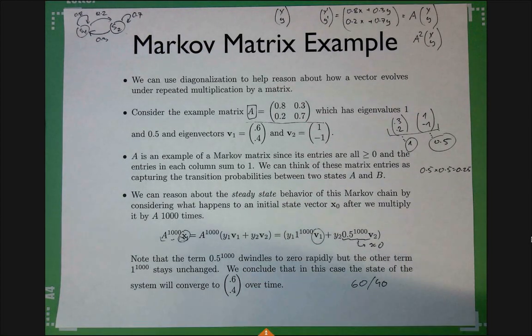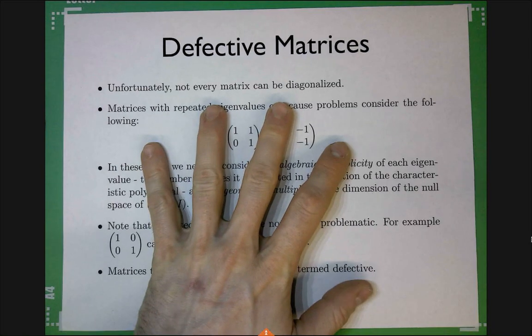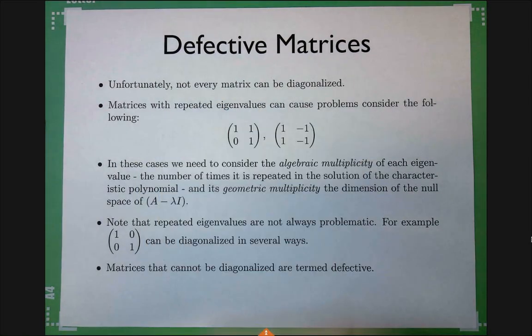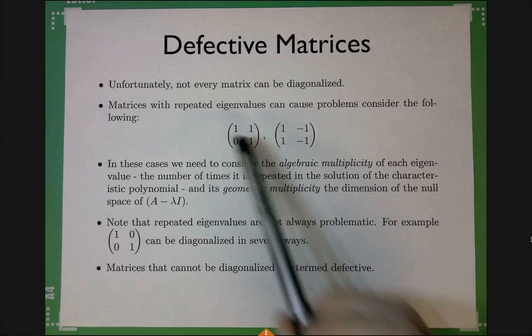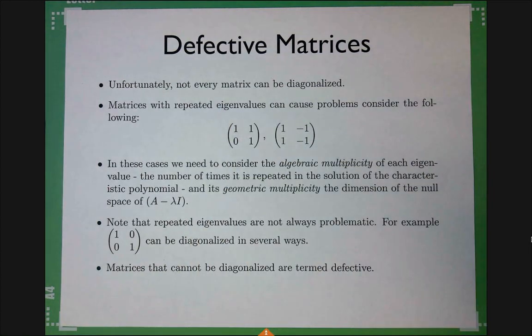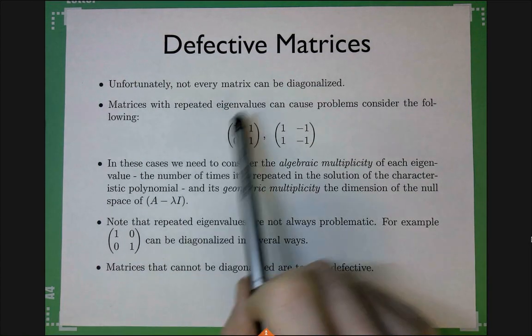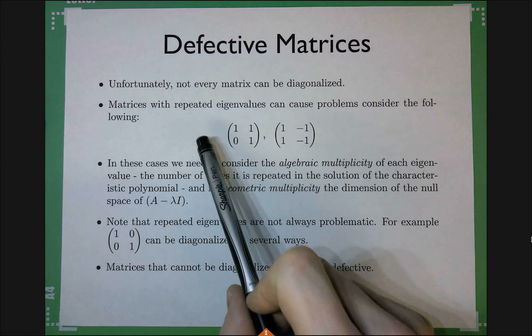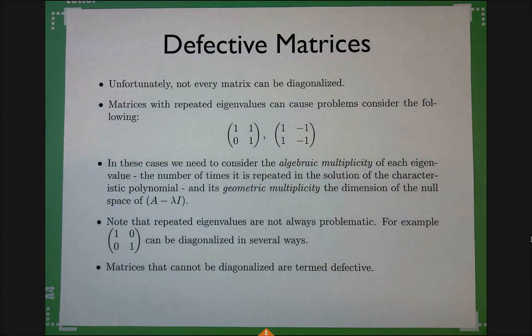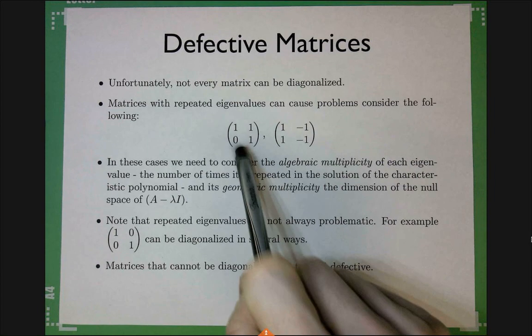Okay, so this was nice. Unfortunately, it's not always so nice. Sometimes we have matrices that cannot be diagonalized. Even if I go to complex numbers, it's not going to help me. Those matrices are called defective matrices, and they are characterized by the fact that they have repeated eigenvalues, but then they don't have enough eigenvectors.